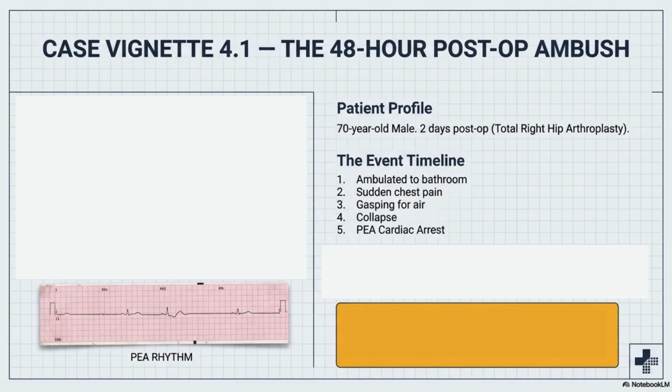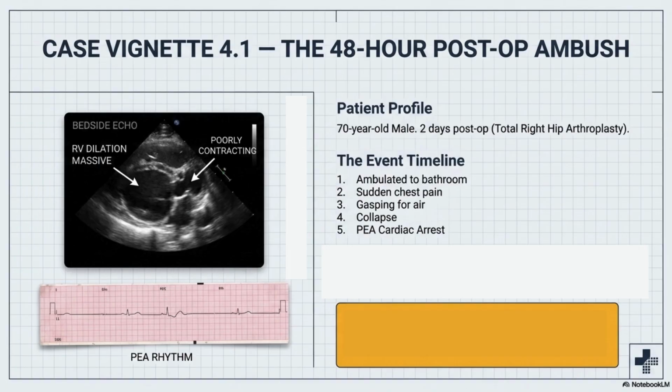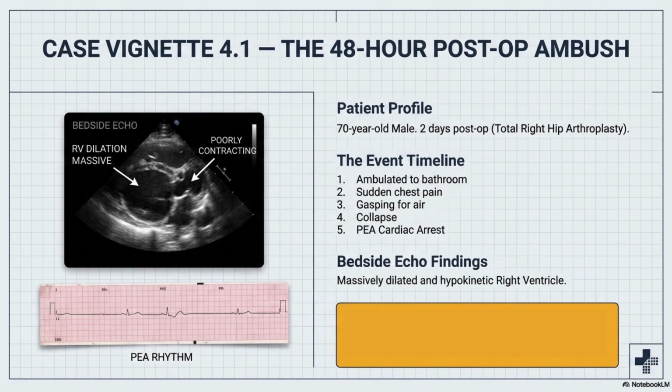A PEA cardiac arrest. As you can see on the bedside echo, there is massive RV dilation and it is poorly contracting. Our bedside echo findings confirm a massively dilated and hypokinetic right ventricle. This leaves us with the critical diagnostic query: what silent killer just traveled from his calf to his lung?